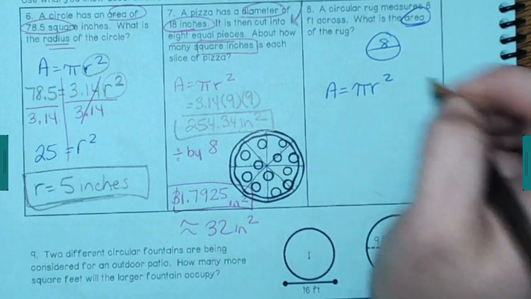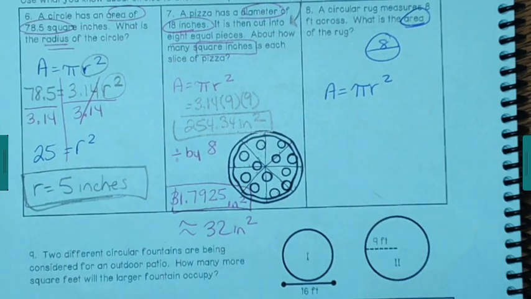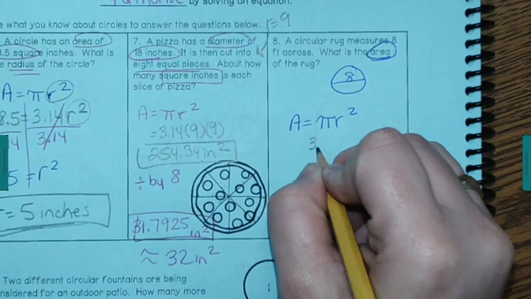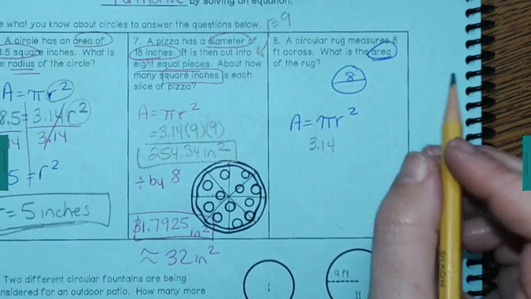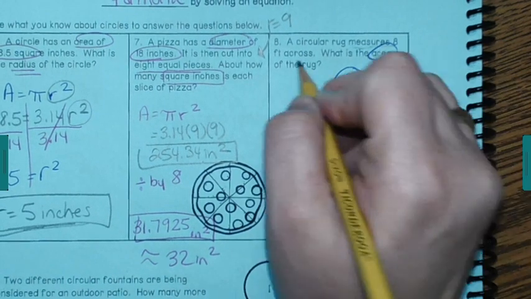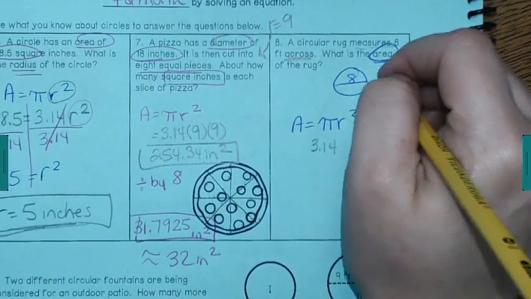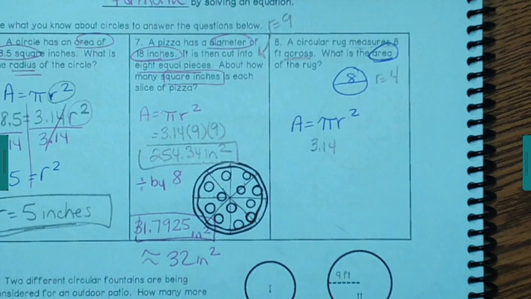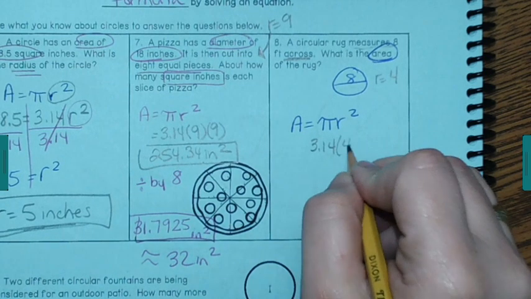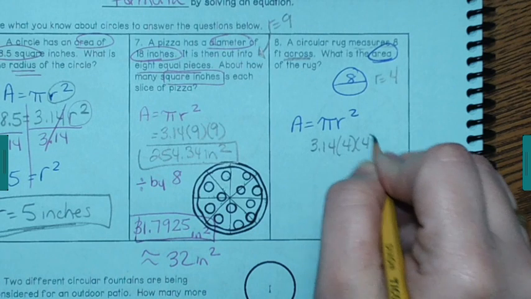Pi r squared. We know that pi is equal to what? 3.14. And 4. How'd you get 4? Because I don't see 4 in that problem. Because the measure across means it's diameter, and I divide it by 2, so that's 4. Good. So that one, they didn't use the word diameter, but you just have to know if it's all the way across, it's diameter, okay? And then the radius is 4. So now 3.14 times 4 times 4.